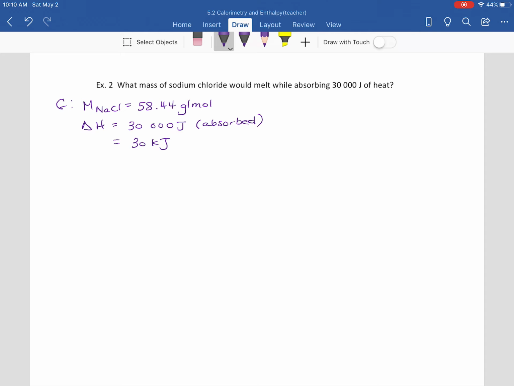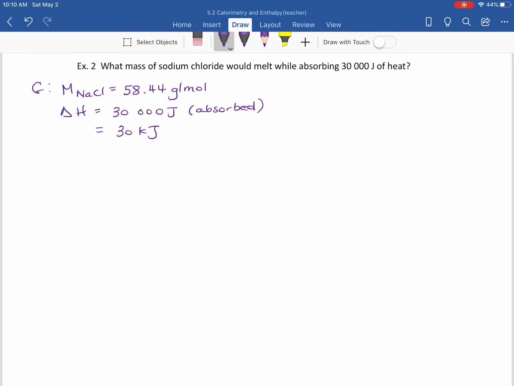Okay? So what else are we looking for? We are looking for the mass. But in order for us to do that, we need another piece of information. Okay? Because ultimately, we need the molar enthalpy of melting. Okay, so I need to go to a table for this.